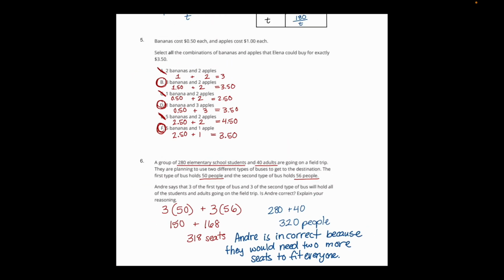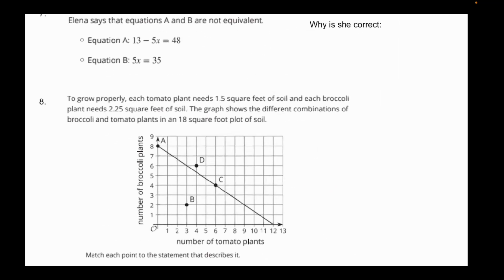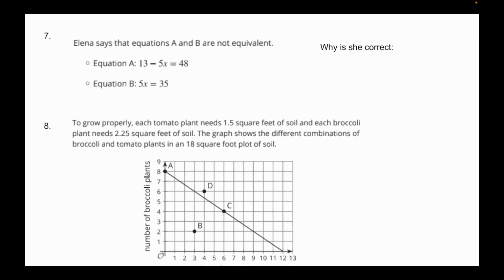That's 1 through 6. We do have a backside of this paper, but after that, there's nothing. So it's 7, 8, and 9. Elena says equations A and B are not equivalent, and then we want to explain why she is correct. So she is correct in saying that these are not correct.